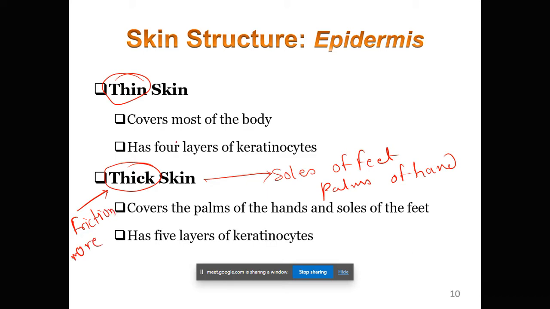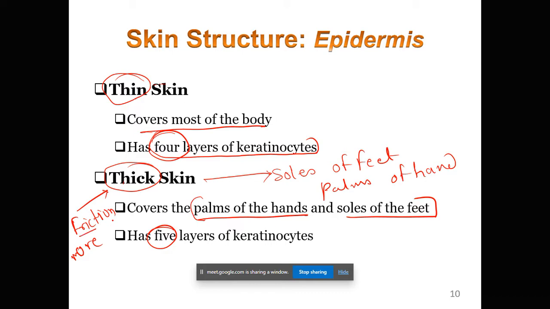Most of the skin which we have is thin skin, and it covers most of the body. It has four layers of keratinocytes. That means the epidermal layers are four in number in case of thin skin, and in case of thick skin it has five layers. The palms of the hand and the soles of the feet, as they are subjected to more friction as compared to other parts of the skin, have five layers of keratinocytes. That is five layers of the epidermis.